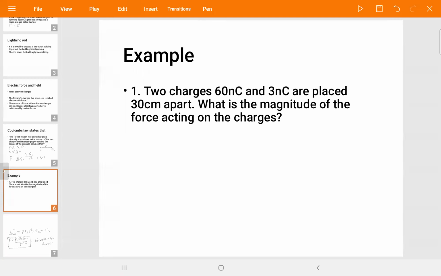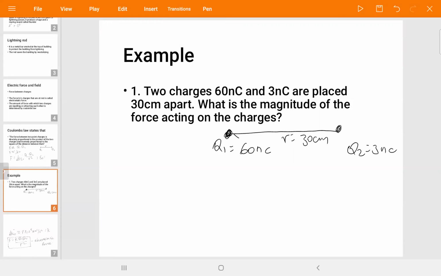We have 2 point charges, 60 nanocoulomb and 3 nanocoulomb, placed 30 centimeters apart. So we have two point charges. One is 60 nanocoulomb and the other one is 3 nanocoulomb, and the distance between these 2 point charges is R equals 30 centimeters. Then we are looking to find the force that exists between these two charges.